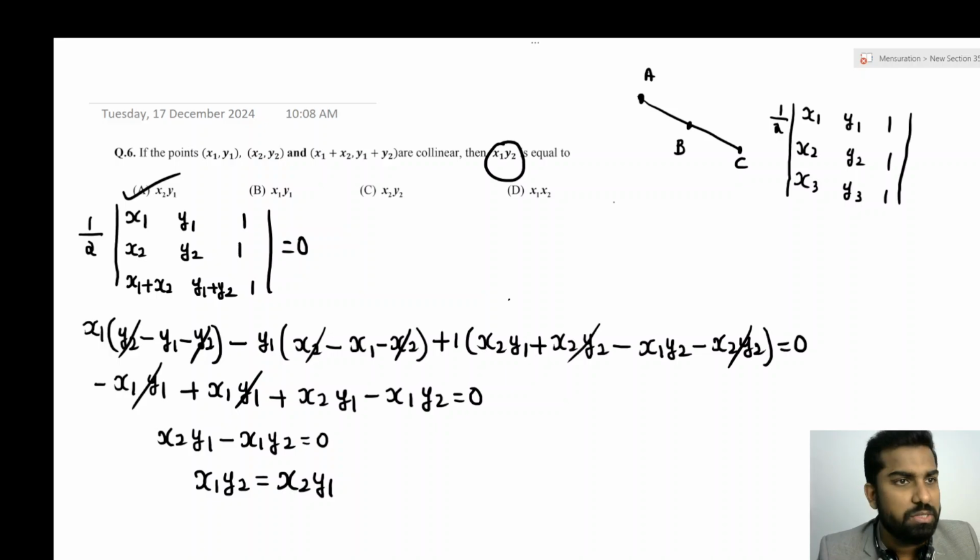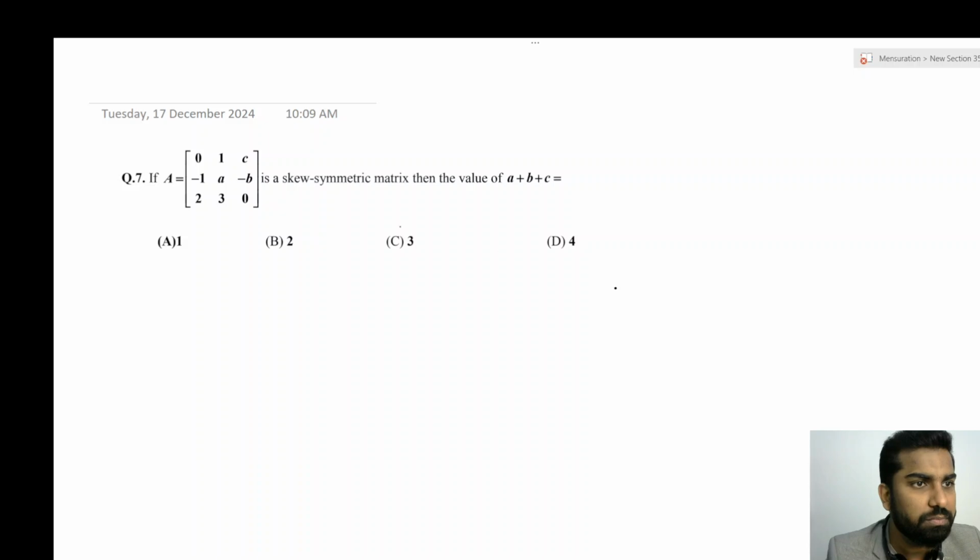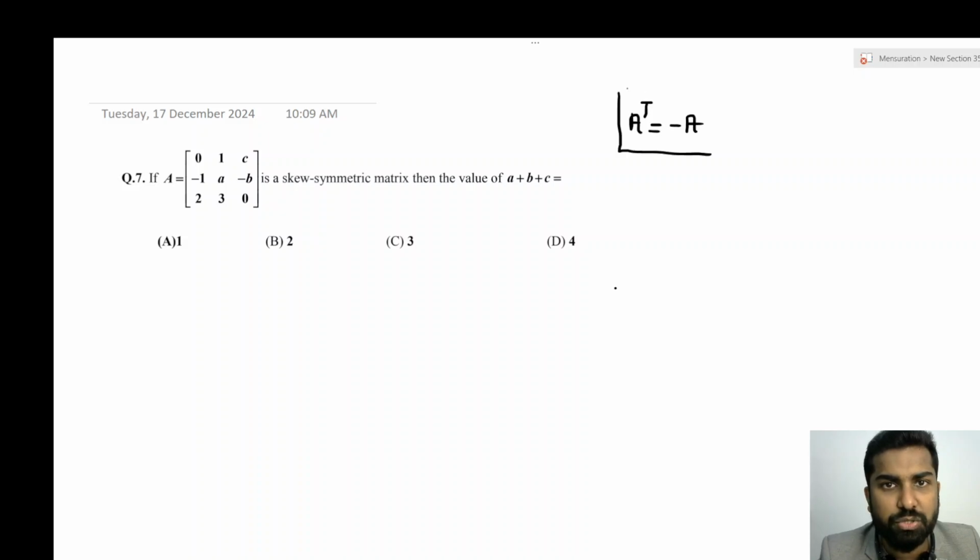Okay. So let's go to the next question, question number 7. If A is the matrix 0, 1, C, minus 1, A, minus B, 2, 3, 0 is a skew symmetric matrix, then find the value of A plus B plus C. We know the condition of a skew symmetric matrix is that the transpose of the given matrix, A transpose, equals minus A. If a matrix satisfies this condition, then it is definitely a skew symmetric matrix.